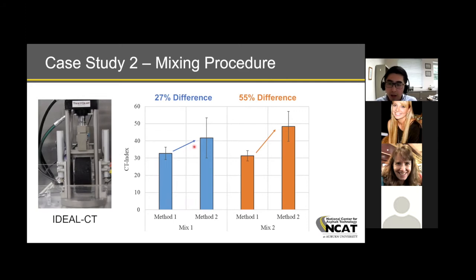If we just look at the average number, and consider the variability of the test results, the difference may not be statistically significant. But for the other mix that we tested, we saw a much more substantial difference. In this case, it's almost a 50, 55% difference. We didn't run statistical analysis on that, but based on the error bars, they are not overlapping, so I would expect those results to be statistically significant.